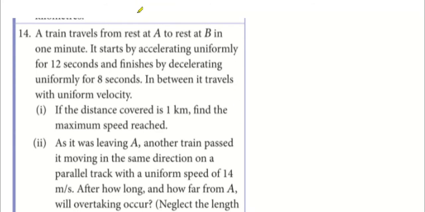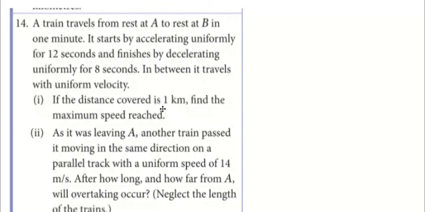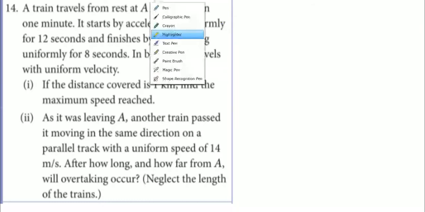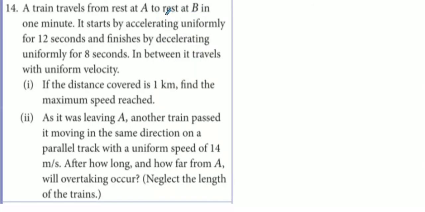14. Off you go. And we'll go for this. A train travels from rest at A to rest at B in 1 minute. It starts by accelerating uniformly for 12 seconds and finishes by decelerating uniformly for 8 seconds. In between, it travels at uniform velocity. To me, that's a velocity time diagram all day long.